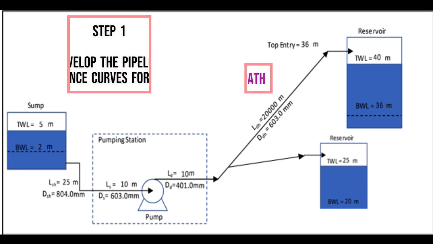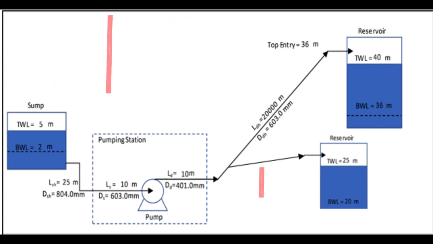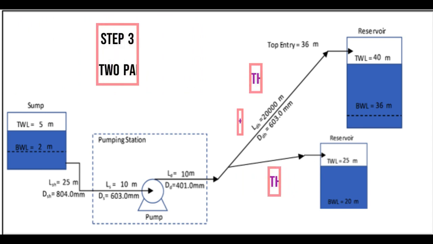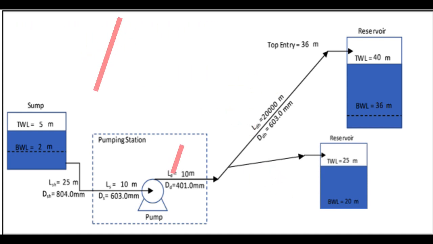To determine the system characteristic curve for this pumping system, the following steps should be followed. Step 1. Develop the pipeline resistance curve for path 1, taking into account the static head component from the junction to tank 1. Step 2. Develop the pipeline resistance curve for path 2, once again taking into account the static head component from the junction to tank 2. Step 3. Combine the two parallel paths, that is path 1 and 2, by taking a head value and summing the flow rates from the resistance curves to arrive at a combined flow rate for the parallel paths.